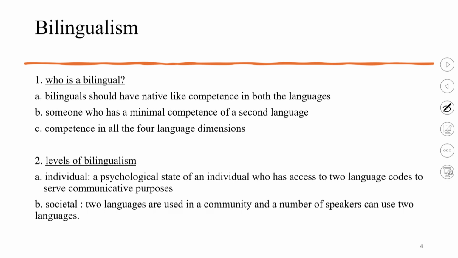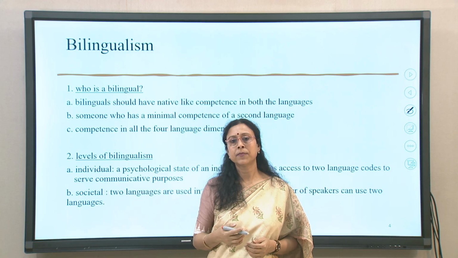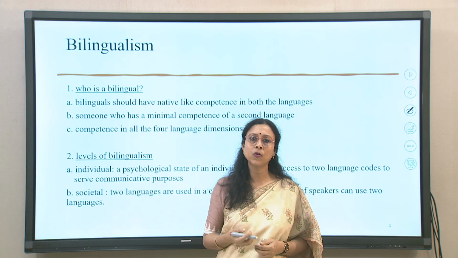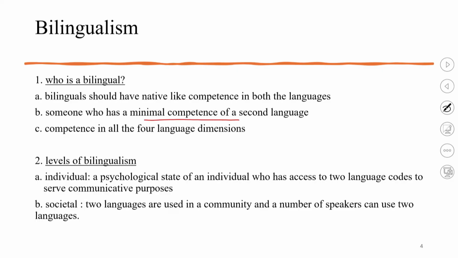The research in bilingualism actually goes back a long time. Over a period of time the definition changed, and for purposes of research we typically go by this kind of definition: somebody who has minimal competence of a second language. You need not sound like or behave like a native speaker, but you should have adequate knowledge, that is enough. Adequate knowledge or minimal competence is the level of competence which will help you, let us say, go to a new place where this L2 is spoken and get around.